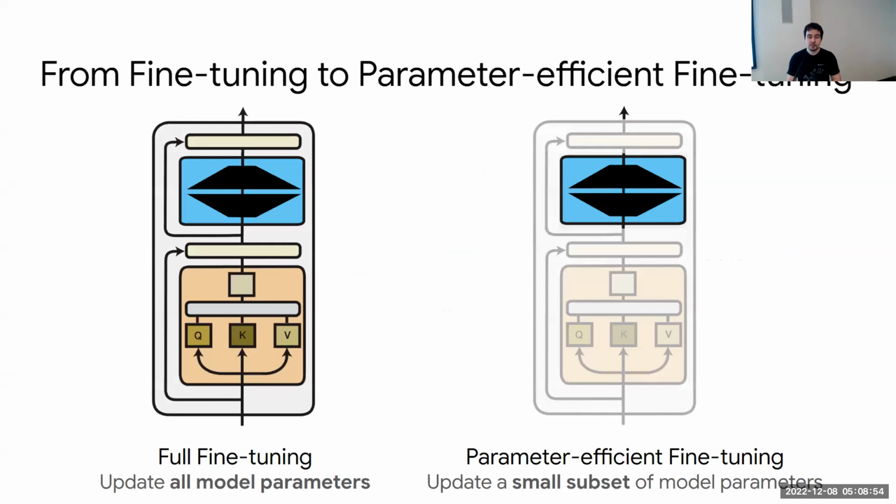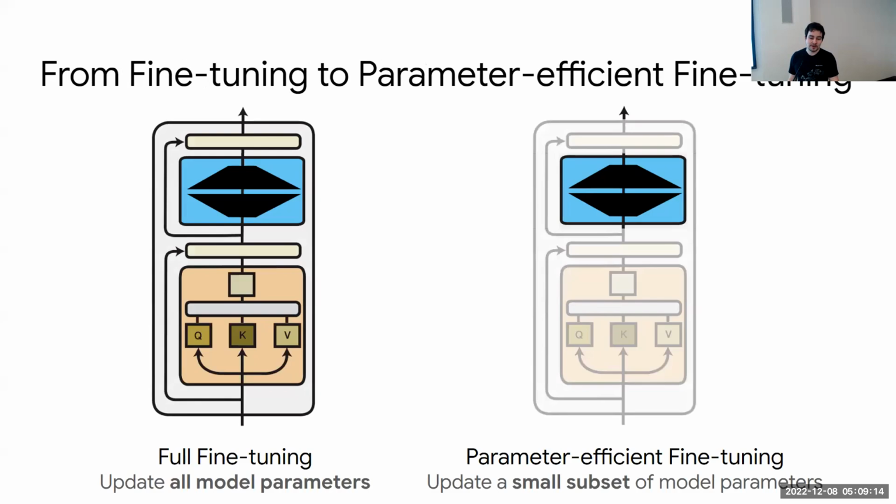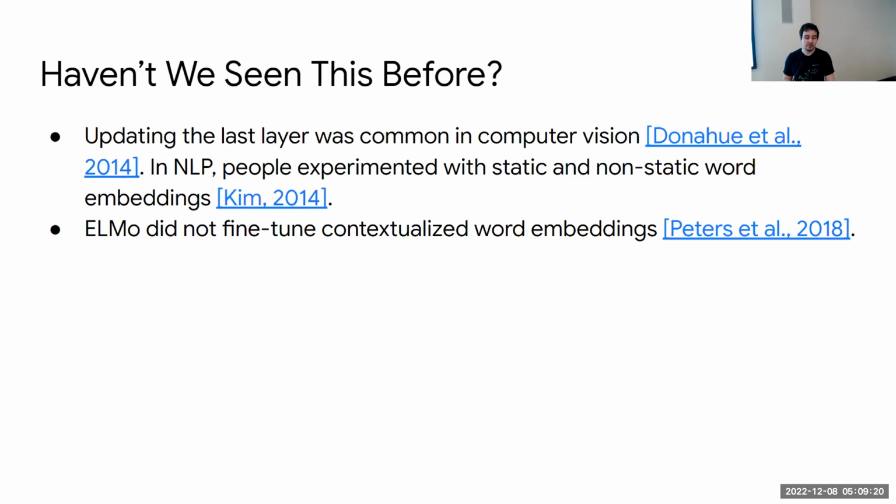And how this looks in practice, you can see full fine-tuning on the left here, where we would typically update all of the model parameters for a given task. Now, in this parameter-efficient fine-tuning regime, we're only going to be updating a subset of the model parameters. And if you look at this figure, you might ask yourself, okay, isn't this something that we've done before?